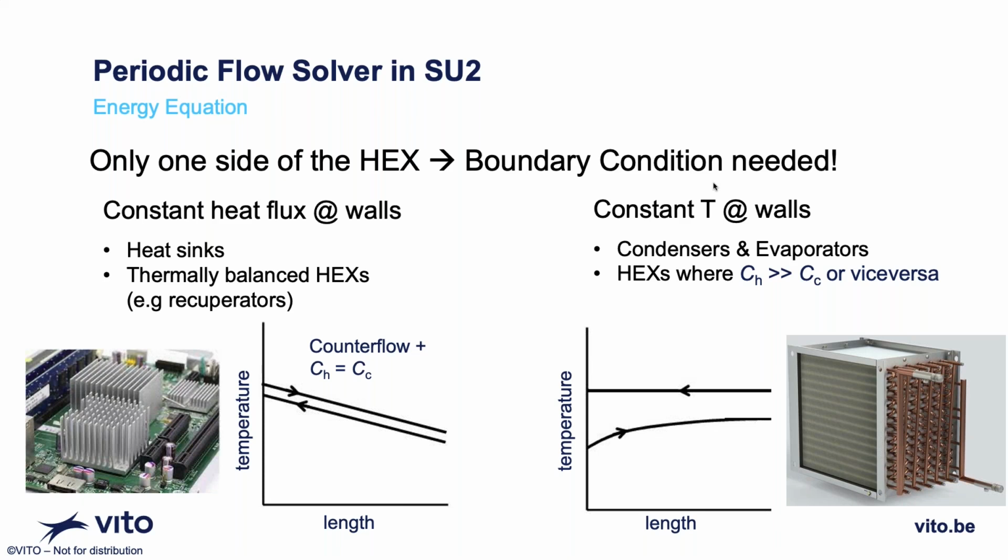Yes, as I was mentioning before this interruption, the current implementation of the periodic flow solver in SU2 considers only constant flux as thermal boundary condition. In this work, we dealt with the implementation in SU2 of the constant wall temperature boundary condition, and this boundary condition can be used to model other kinds of heat transfer devices like condensers and evaporators.